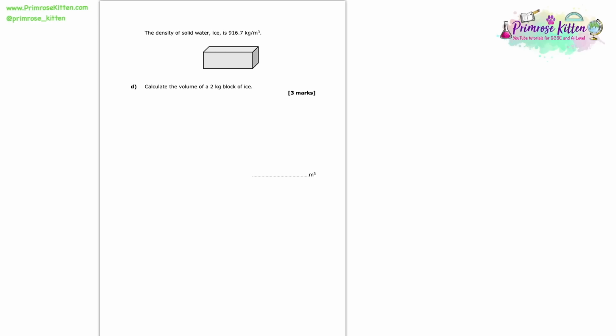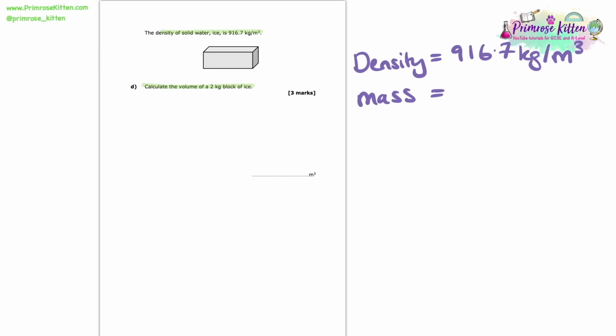The density of solid water ice is 916.7 kilograms per metre cubed. Calculate the volume of a 2 kilogram block of ice. So this is a calculation question. We need to write down the equation that's relevant. Here we're being asked about density and volume. So that means we're going to use the equation that density is equal to mass over volume.